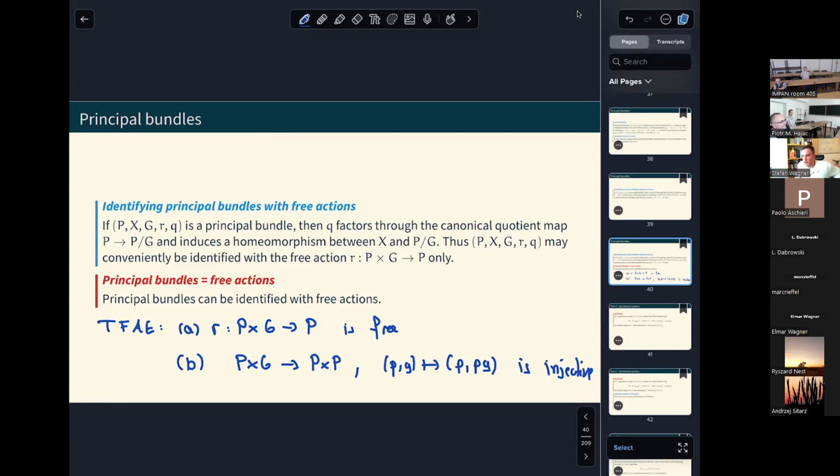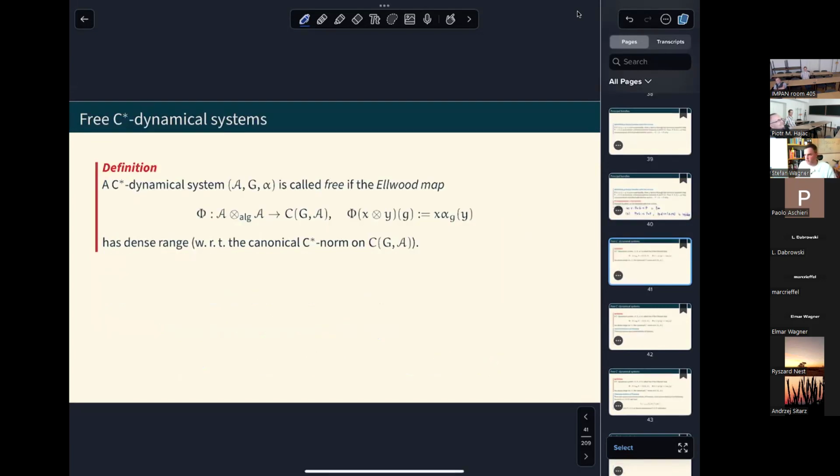Then, by non-commutative geometry methods, you just turn around the arrows, and you end up with this definition. A C-star dynamical system is called free if this Ell-wood map, which goes from the algebraic tensor product of the C-star algebras into the functions on G with values in A, mapping a simple tensor, evaluating this on g, gives x times alpha_g of y, has dense range.